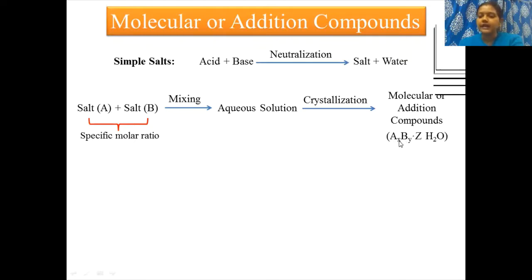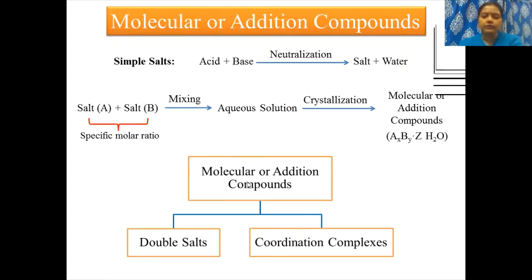Let's say AxBy.zH2O is our desired molecular or addition compound, where x and y are the specific molar ratio of A and B salt, and z is the moles of water present in the crystal. Now, molecular or addition compounds are of two types. One is double salt, another is coordination complexes.